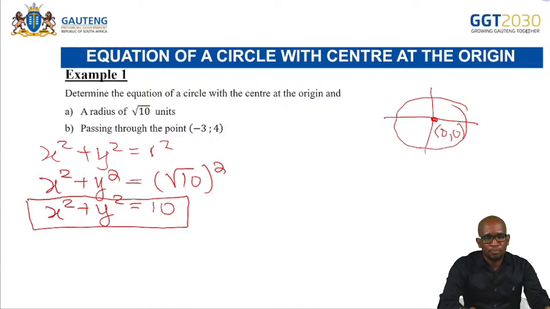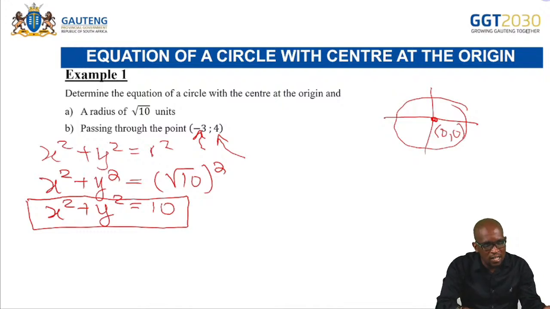Now, moving on to the second example, we are now not given the radius of a circle, but we're given the point through which the circle passes. So we are given the point with the x value -3 and the y value 4. We say in this case the abscissa is -3 and the ordinate is 4, and hence the ordered pair, which is the coordinate of this point, would be -3:4.